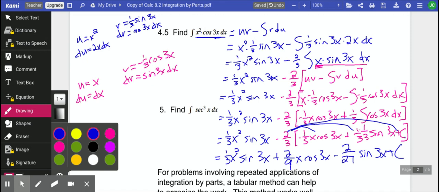I think that's it. I'm checking my answer key. 1/3 x squared sine 3x plus 2/9 x cosine 3x minus 2/27 sine 3x plus c. Perfect. We did it. We are going to skip over number 5. It has a little bit of a weird thing that happens in it, but we're not going to worry about that one for today. There is a nicer way to organize this, and I'll show you this in the next video.